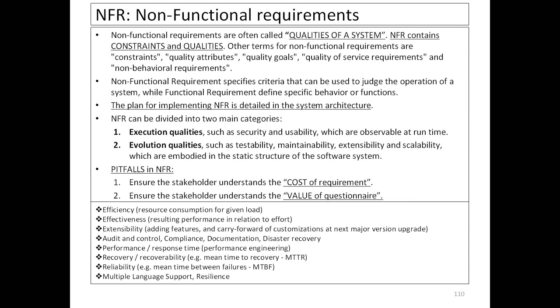NFR requirements, non-functional requirements, are often called qualities of a system. That is, NFR contains constraints and qualities. The non-functional requirement document is one of the most ignored documents, and when it comes into the picture, it can change the data model beyond the imagination of a data modeler. Other terms for non-functional requirements are constraints, quality attributes, quality goals, quality of service requirements or non-behavioral requirements document. So these all mean the same thing. It just means non-functional requirement of a data model.